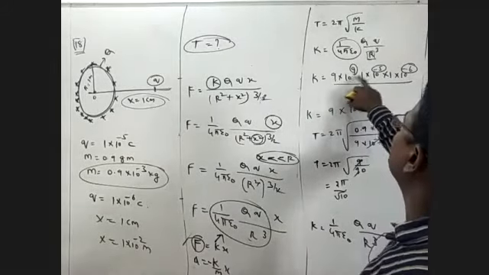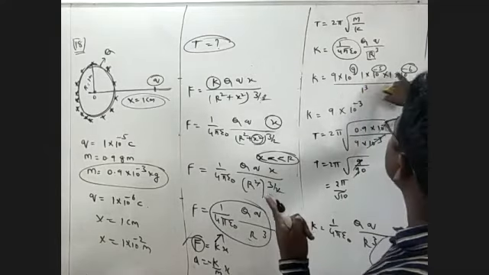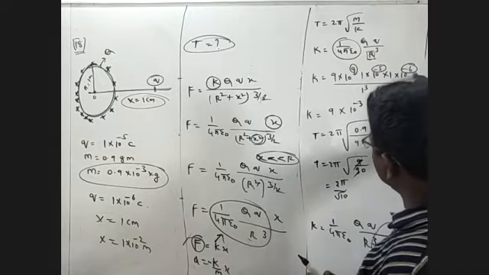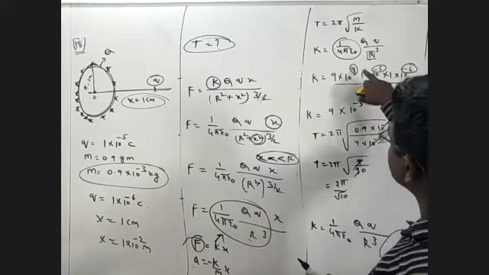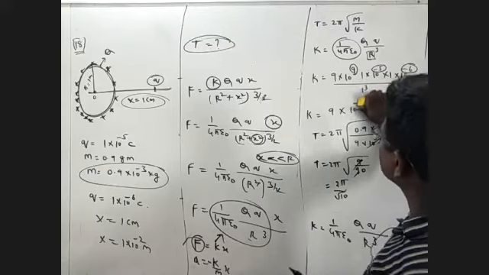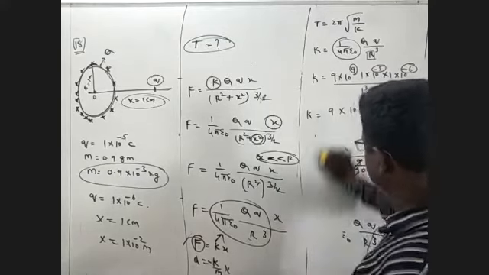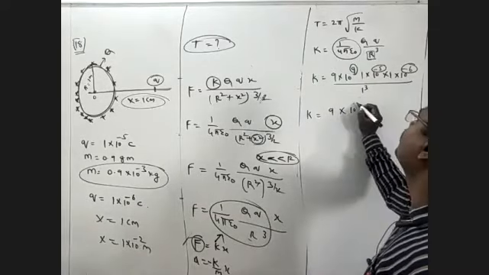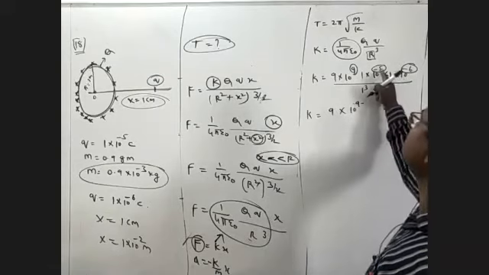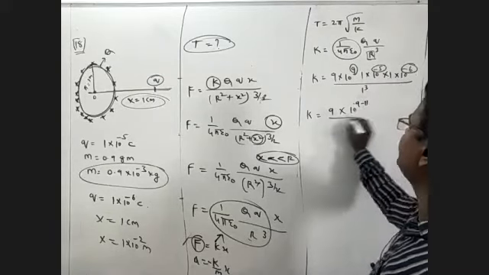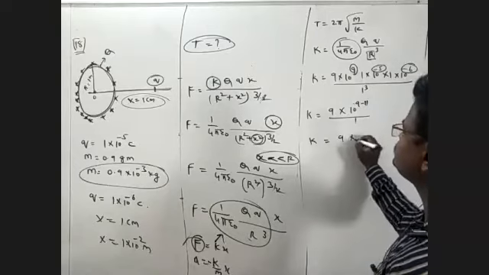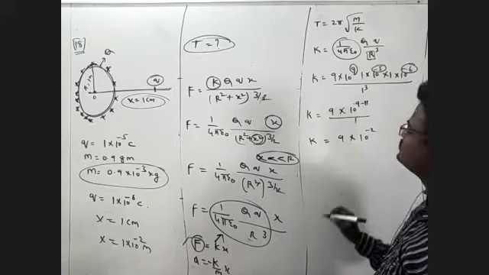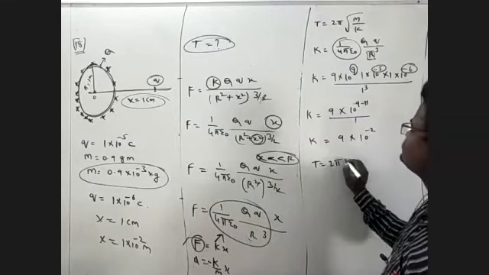Here 9 into 10 to the power of 9, and q means 1 into 10 to the power of minus 5 and 10 to the power of minus 6. So this is minus 11, and that is the value. So k is equal to 9 into 10 to the power of 9 minus 11 by 1.